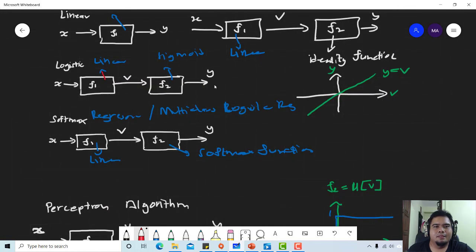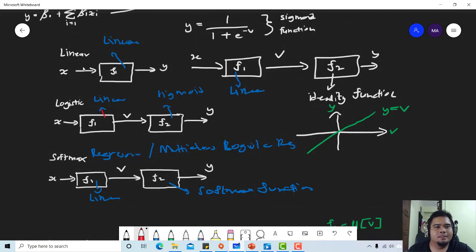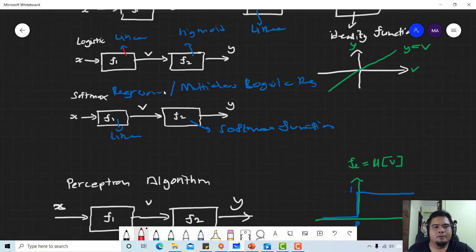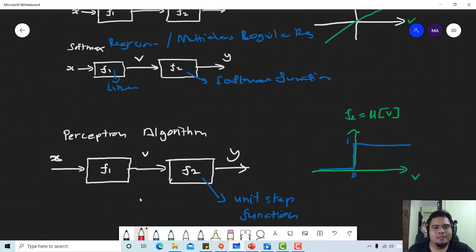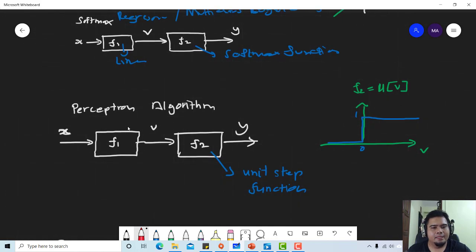You realize that what you have learned so far, this is your linear, this is your logistic, and this is your softmax. If you talk about the previous perceptron algorithm, you can also represent it in this form. It consists of two functions. Again, this is your linear function, the same linear function. You realize that it doesn't matter which system, f1 is always a linear equation or linear function, and the one that you change is your f2.